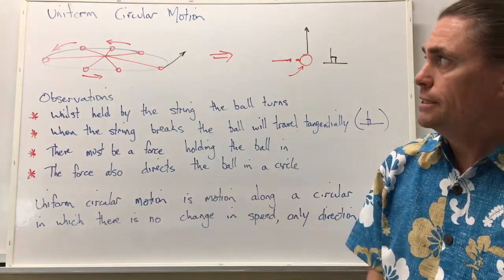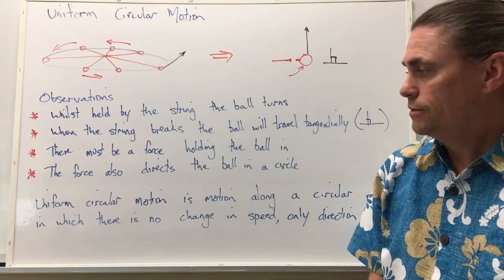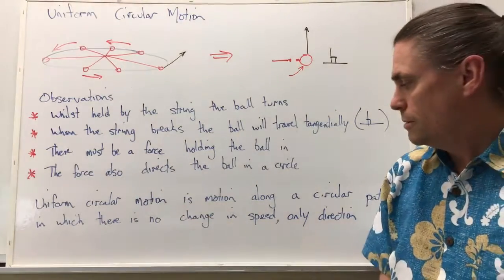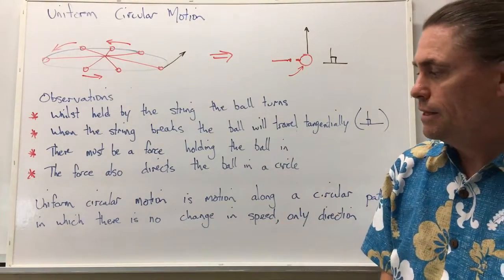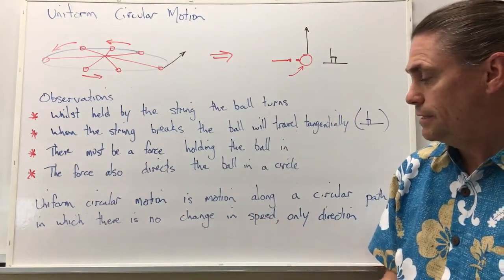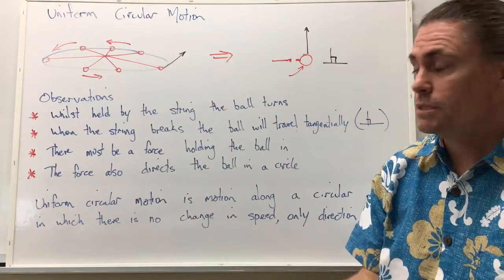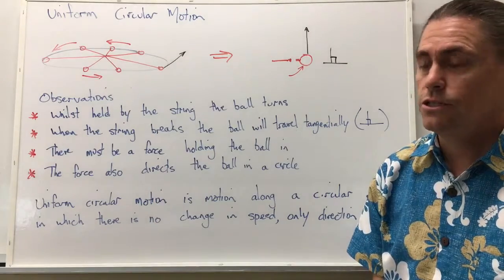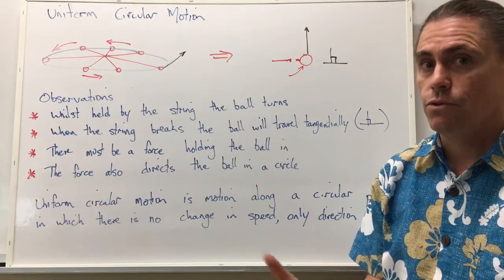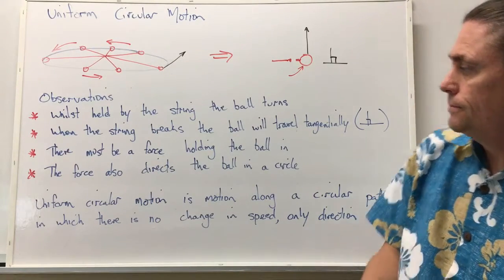So this forms the basis of what we call uniform circular motion. Uniform circular motion is the motion along a circular path in which there's no change in speed, hence our object here and our object here have got the same speed, but there will be a change in direction for that object, therefore there'll be a change in velocity.